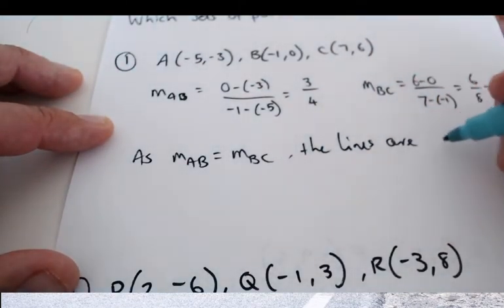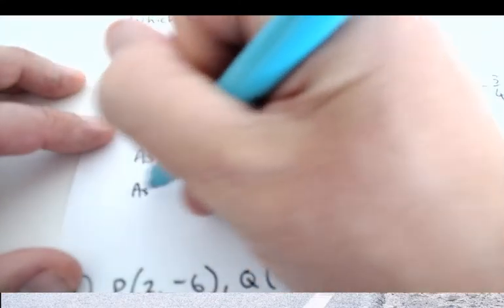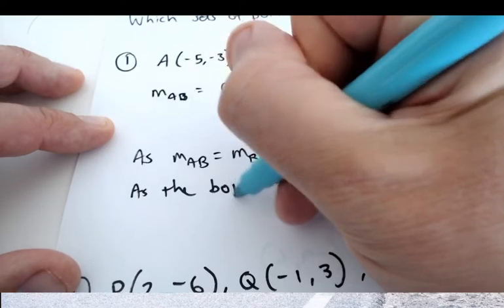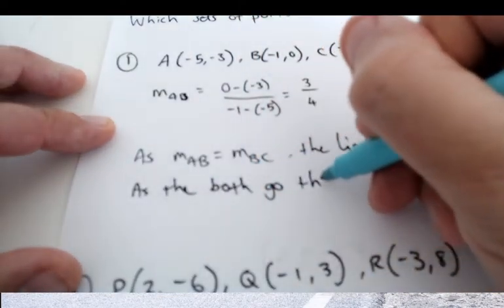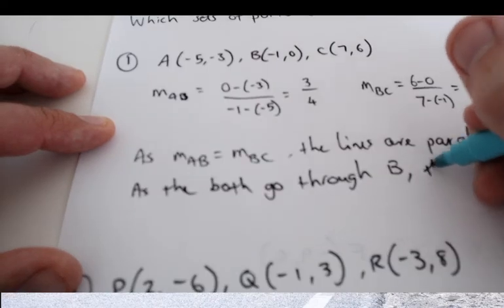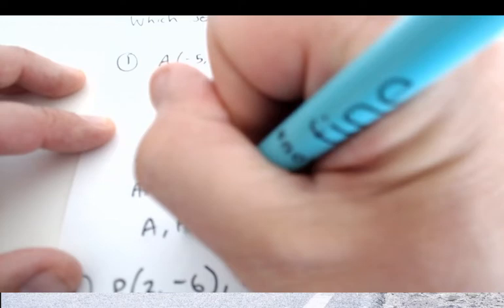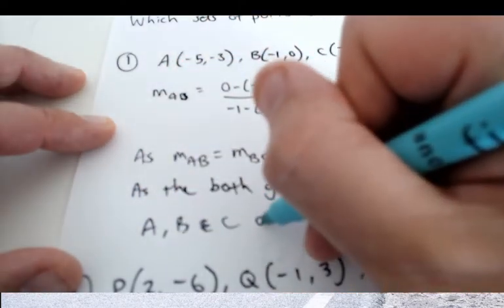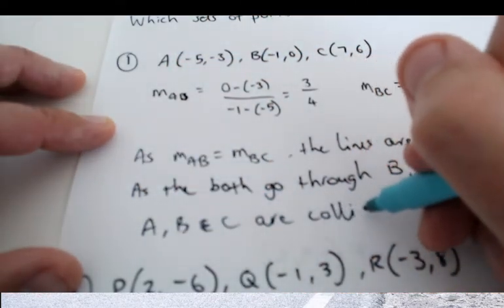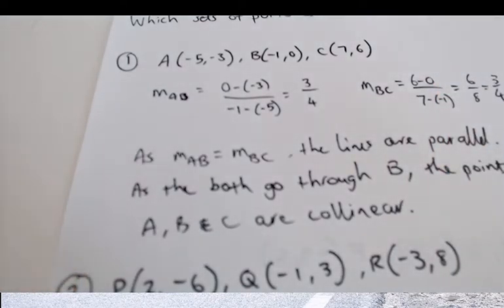So as the gradients equal each other, that tells me that the lines are parallel. And as they both go through B, the points ABC are collinear. No taking shortcuts with the explanation. It needs to be detailed if you're going to pick up the marks.